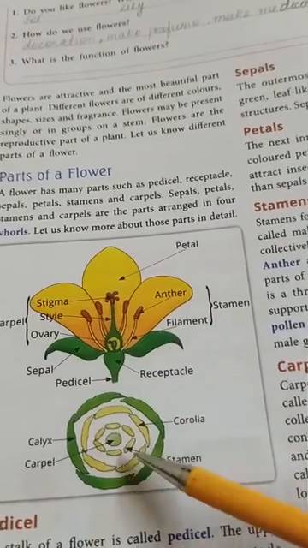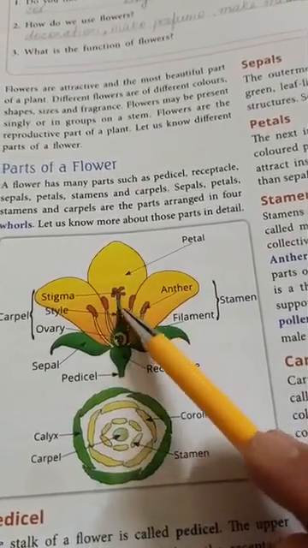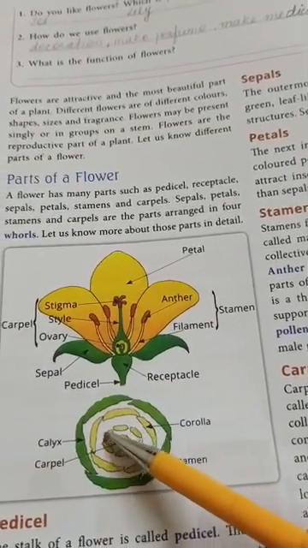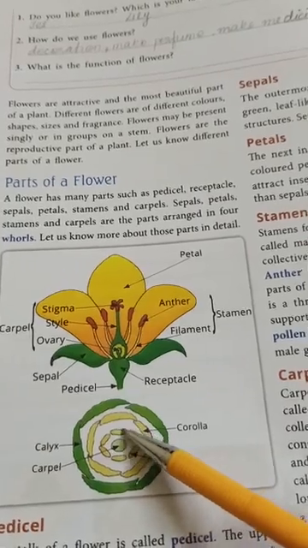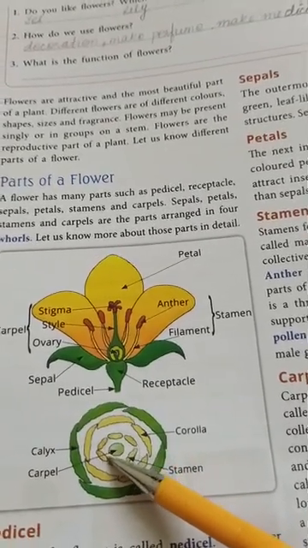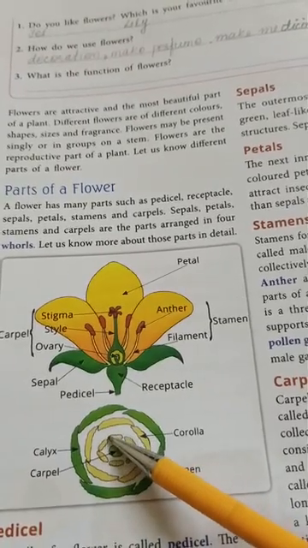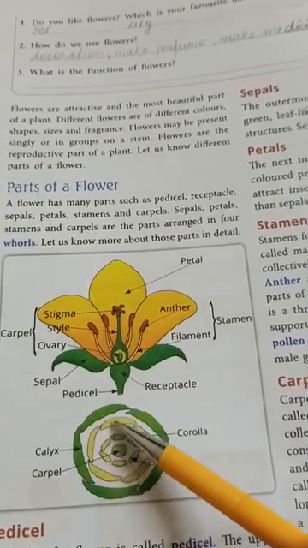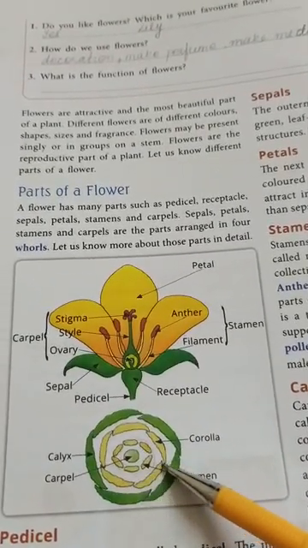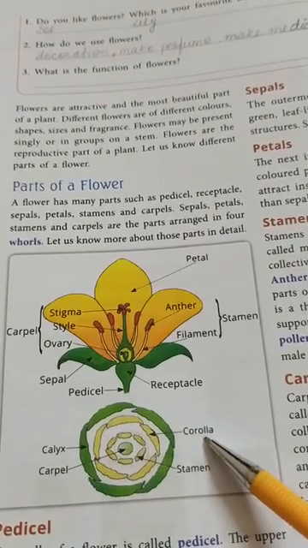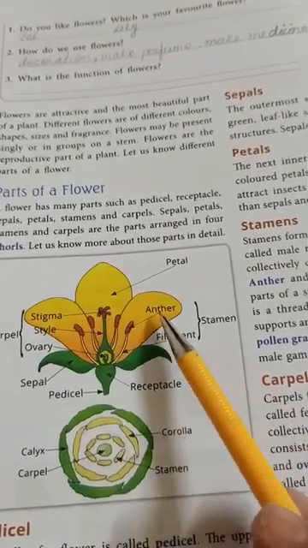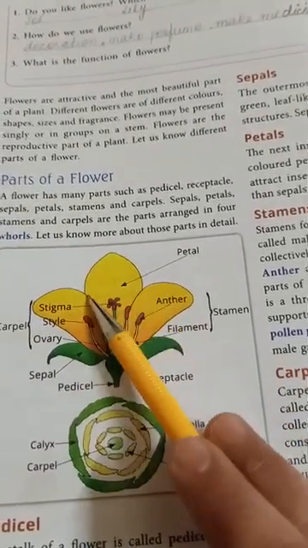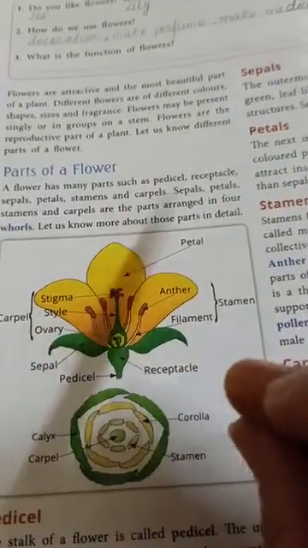Now you might be thinking this is corolla, calyx, carpel. Let me tell you. As I told you, this part is the carpel. Then the next circular pattern is of stamen. Now what is stamen? As I told you, stamens are these parts. Then the next circular pattern is of corolla. Corolla is written over here. And what is corolla? The petals are collectively known as corolla.